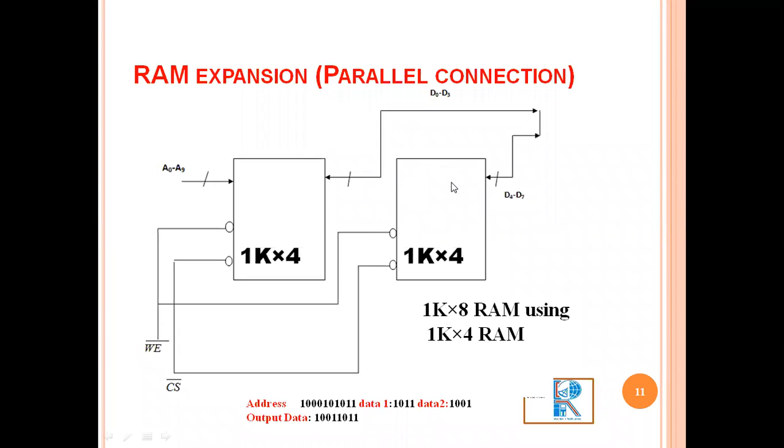So here we are making a 1K into 8 RAM using 1K into 4 RAMs. Remember, here we are increasing the width of the RAM, not the address. The address is 1K for both. Clear?